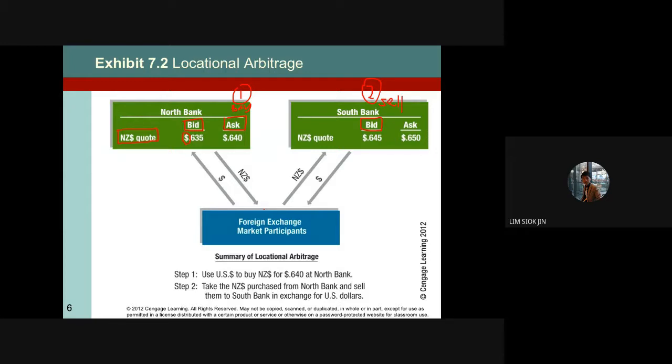All right. And then once you know where you should buy and where you should sell, you compare the buy price and sell price. The third step is you compare the buy price and sell price. So you compare North Bank buy and South Bank sell. If you buy for 64 cents, South Bank will be willing to buy from you for 64.5 cents. So you notice, oh, that is a possible arbitrage opportunity. So that is how people discover arbitrage. Sometimes by accident, sometimes by analyzing. In this case, I would say by accident.